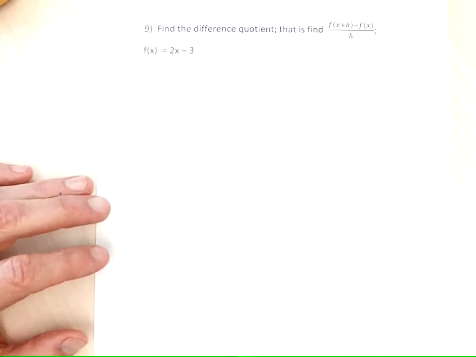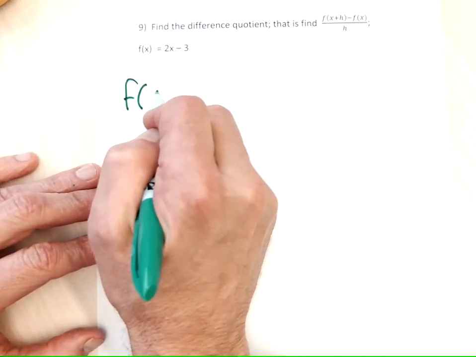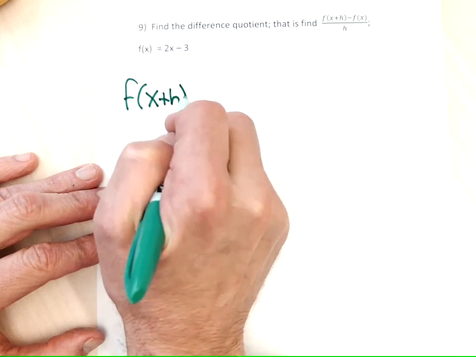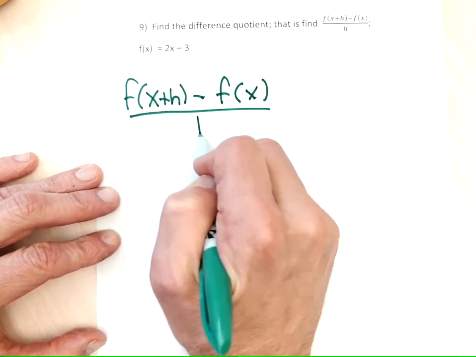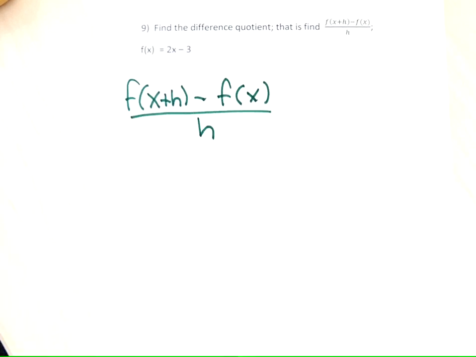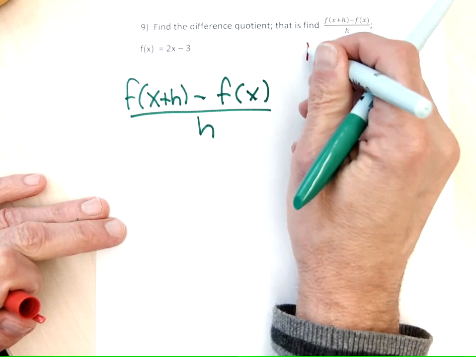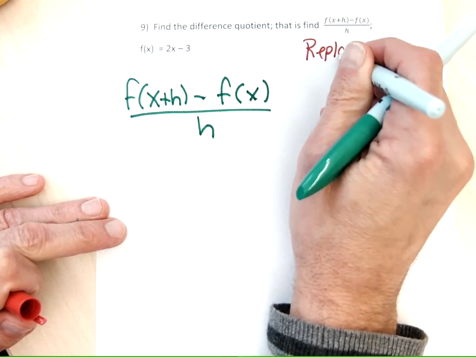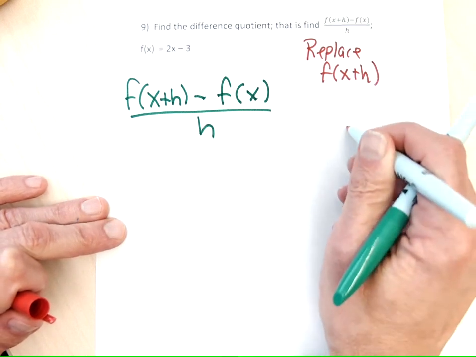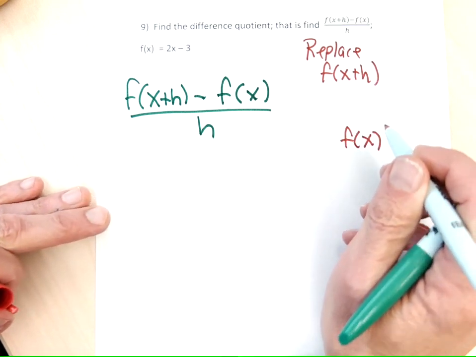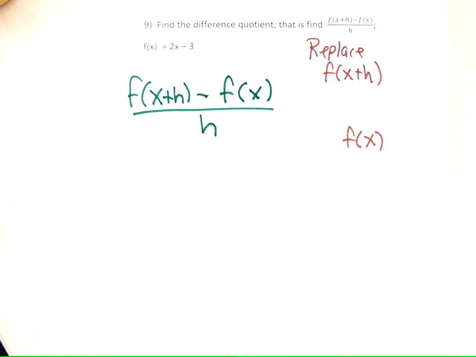9's a big deal because it comes up in calculus. It wants me to find the difference quotient, and the difference quotient is this ugly fraction that has function symbols in the numerator and the letter h in the denominator. What I'm going to need to do is replace the f of x plus h, and the f of x that's in the numerator with symbols, with something that's equal to those that doesn't have the function notation.